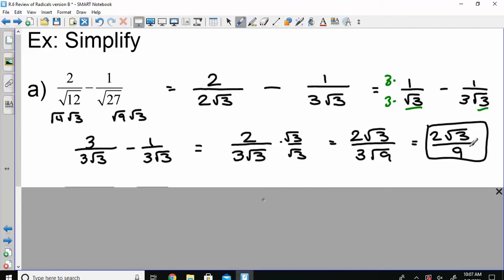So I like that problem because it kind of tested a lot of stuff we've done. The common denominator that we've done, the breaking down radicals that we've done, and the rationalizing. Is that okay?